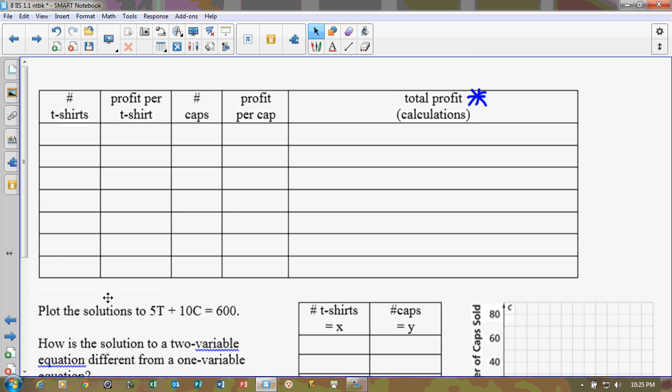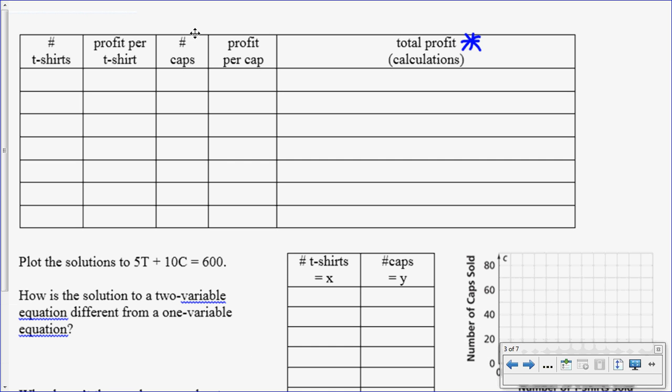All right, so now that you've had ample time to work on this, we'll blow this back up so we can see it a little bit better.